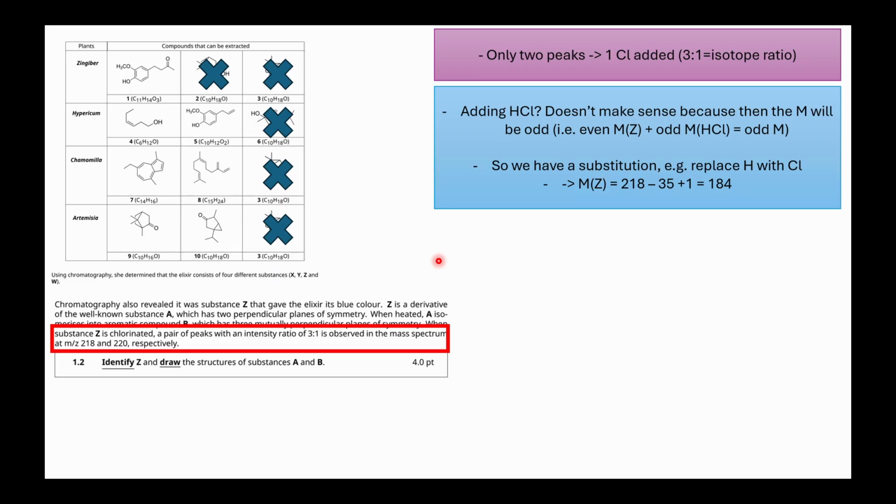Okay, so there are several ways we can interpret our first findings. We know there's only one chlorine added. So are we adding HCl to it? Because there seem to be a lot of double bonds here. So are we doing an electrophilic addition of HCl? Because that would add one chlorine.